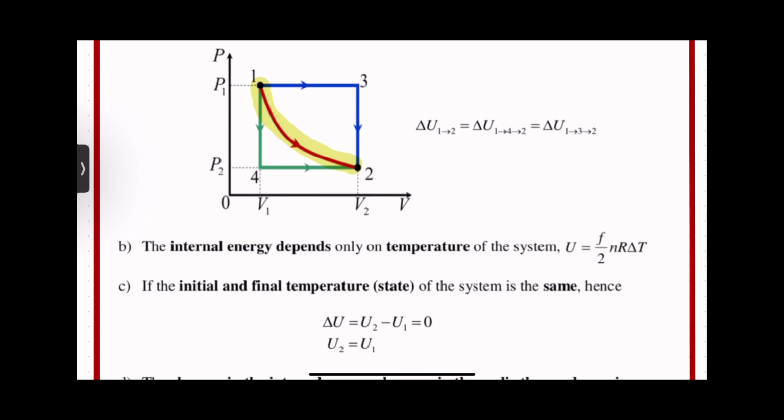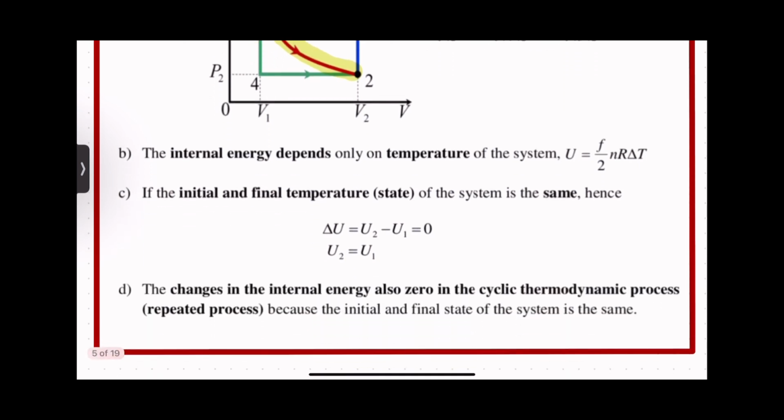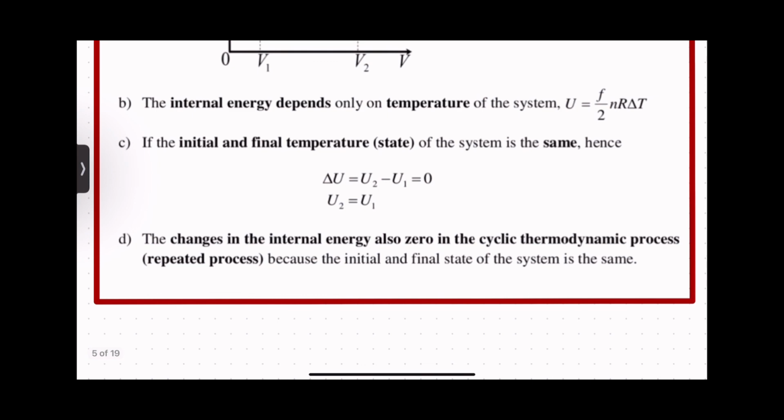Okay, so the internal energy depends only on the temperature of the system. As you can see, the formula for change in internal energy is delta U equals f over 2 times R times the change in temperature. If there is no change in temperature, then the change of internal energy is zero. If the initial and final temperature of the system are the same, then U initial is equal to U final, so we know the change in internal energy is zero.